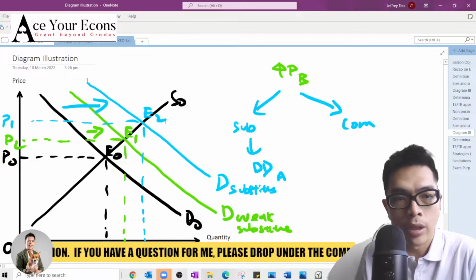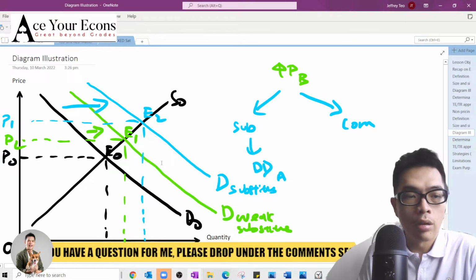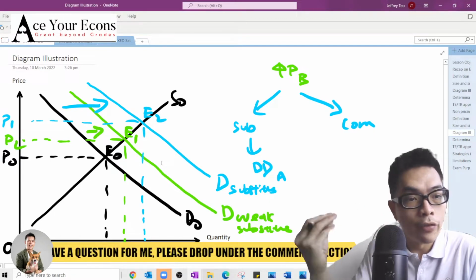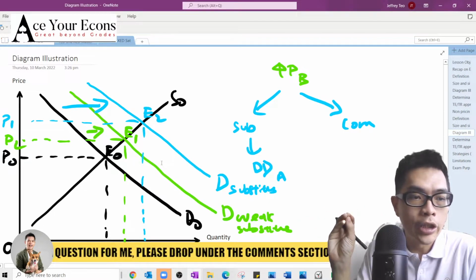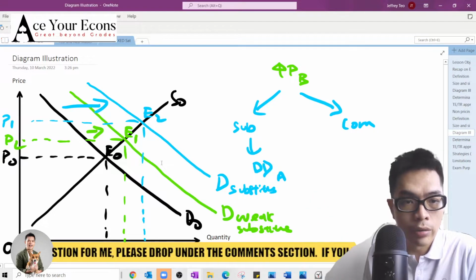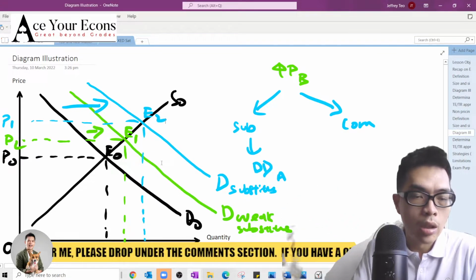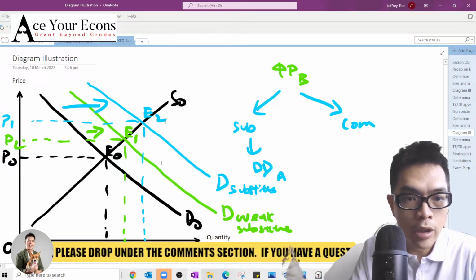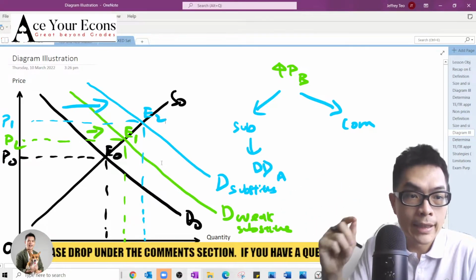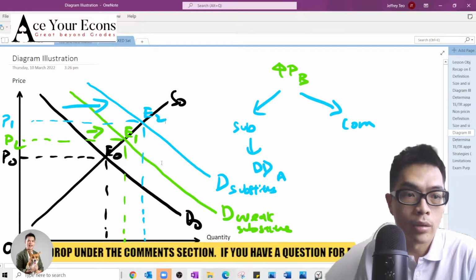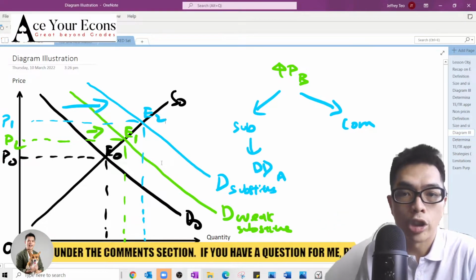It's a strong substitute, blue demand curve, right? So the increase in your expenditure is going to differ. We all start from the initial 0, P0, E0, Q0. Okay, so when there's an increase in price of good B, the increase in your expenditure for weak substitute will be lesser than strong substitute based on the 4-point approach.